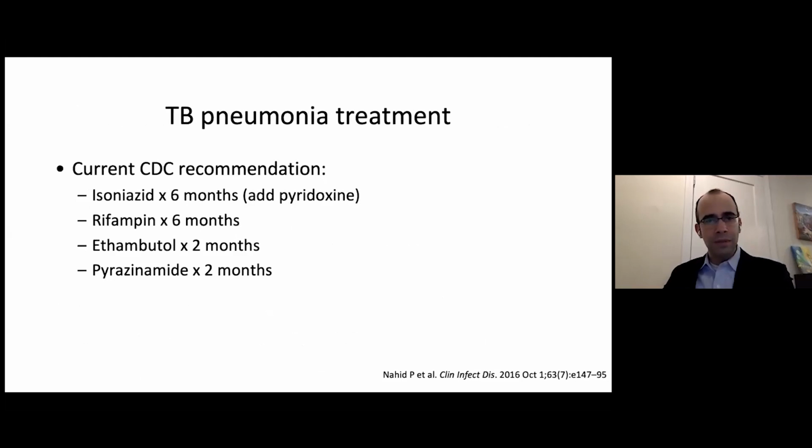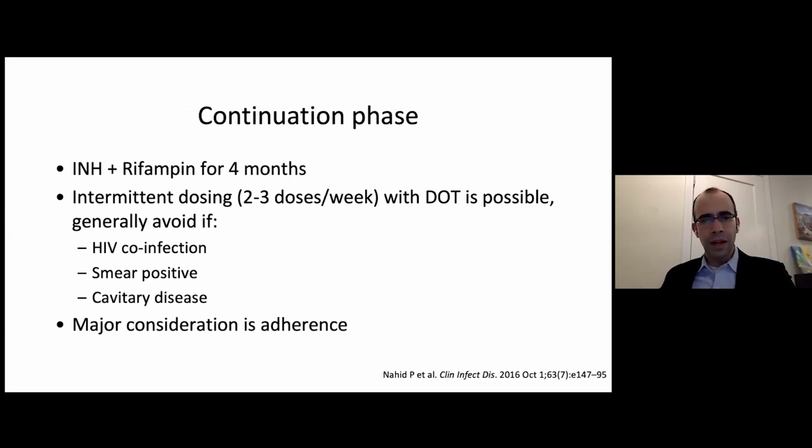So what is the treatment for TB pneumonia? It's a 6-month treatment with isoniazid and rifampin for the whole 6 months. And then for the first 2 months, you get ethambutol and pyrazinamide. You also add vitamin B6 or pyridoxine for isoniazid, and that's to prevent peripheral neuropathy, which is a known side effect of isoniazid. And so after you've completed the 2 months of 4 drugs, then you take just the 2 drugs, isoniazid and rifampin, for 4 months.